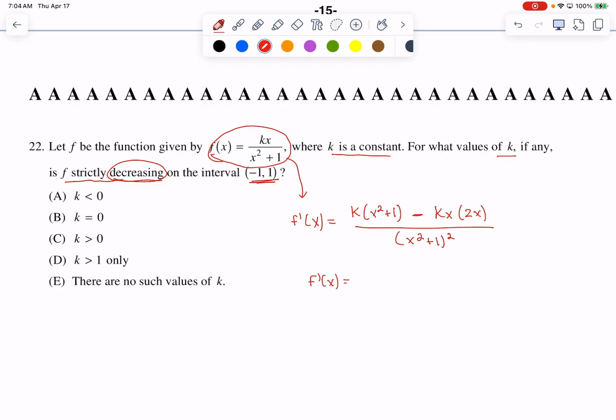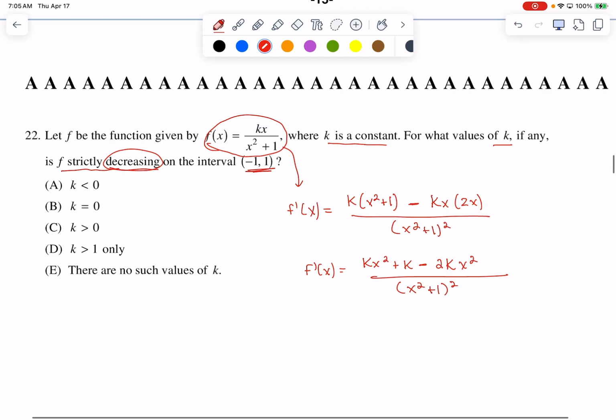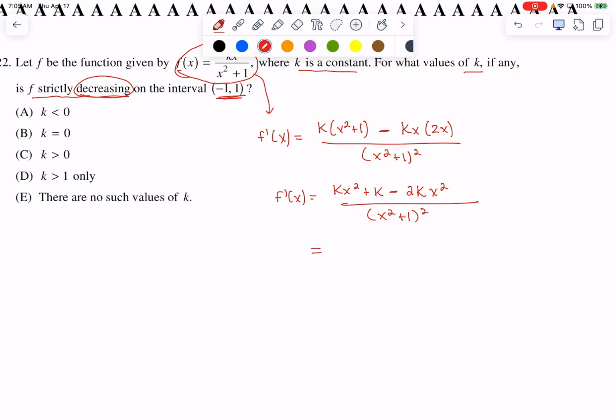So what we end up with for the derivative is this. On top, we distribute and collect like terms. We're going to get kx squared plus k minus 2kx squared over the bottom squared. The top ends up giving me negative k, because these two are like terms, since you have 1 here and minus 2. It'd be negative 1 kx squared plus k over x squared plus 1 quantity squared. Now, this is my first derivative.